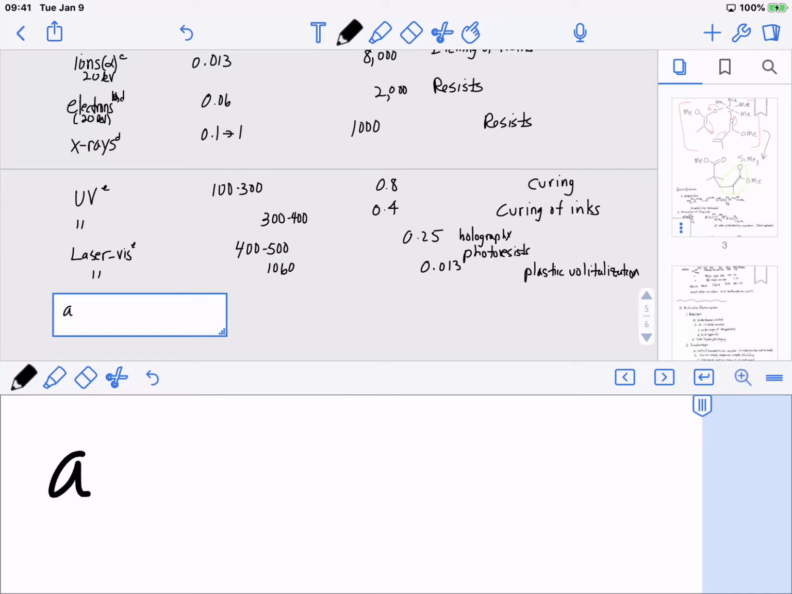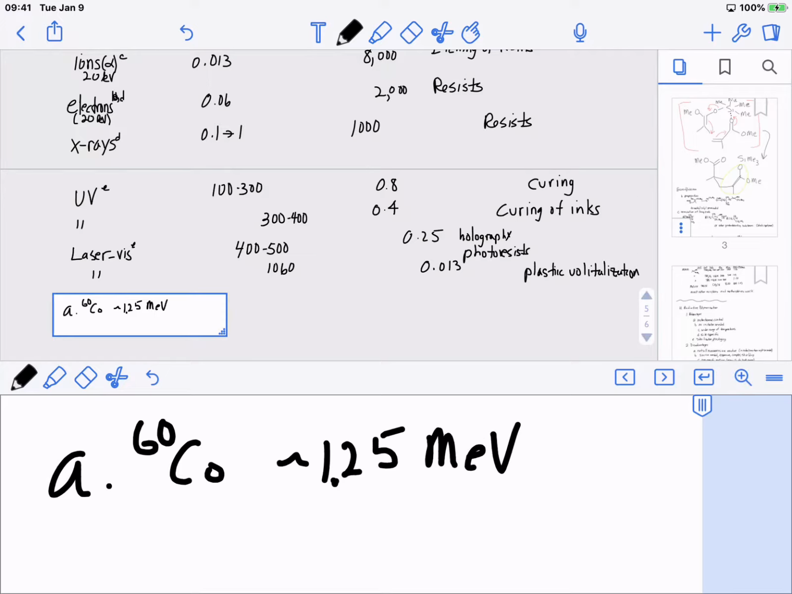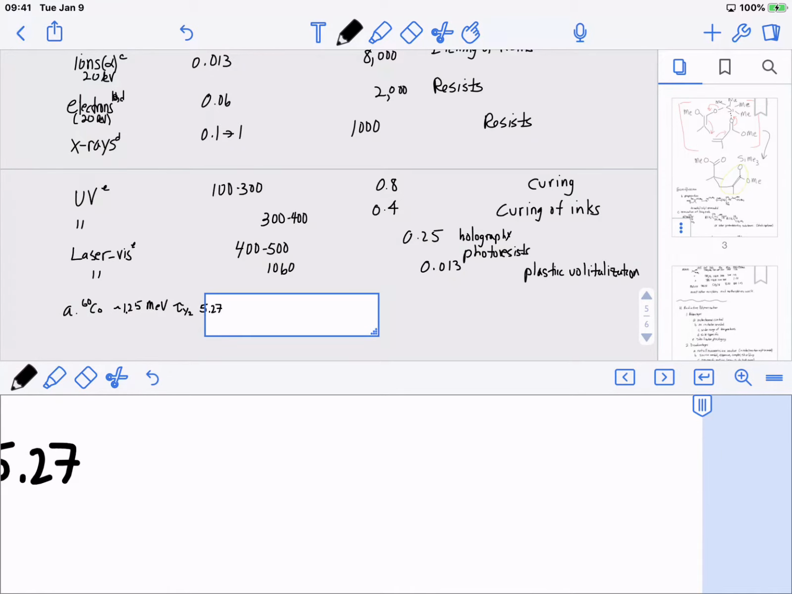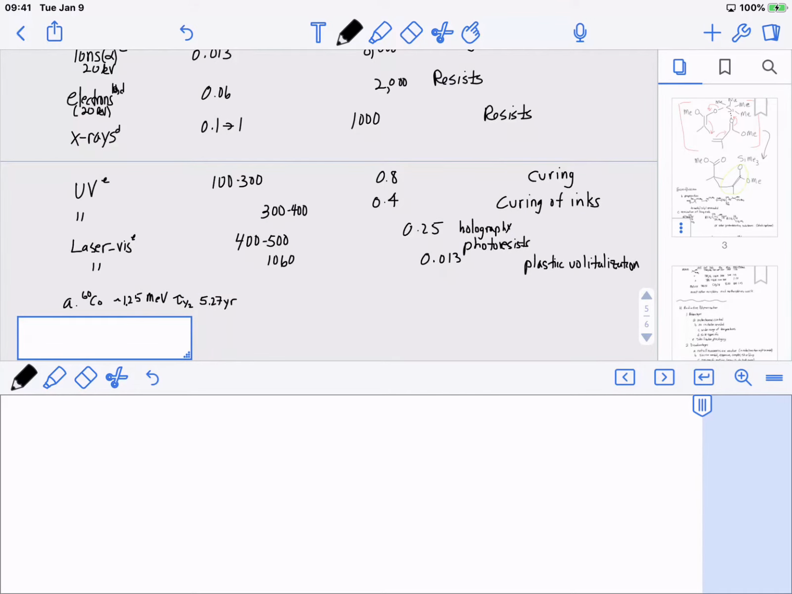So a couple notes. A, cobalt 60 is where you might be getting gamma rays from. They're at about 1.25 mega electron volts. It has a half-life of about 5.27 years. So it's not super radioactive, but it's fairly radioactive. That's probably the most common.